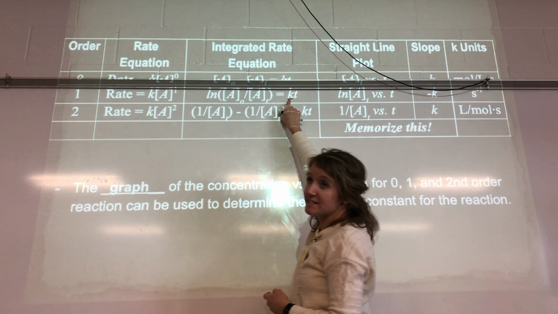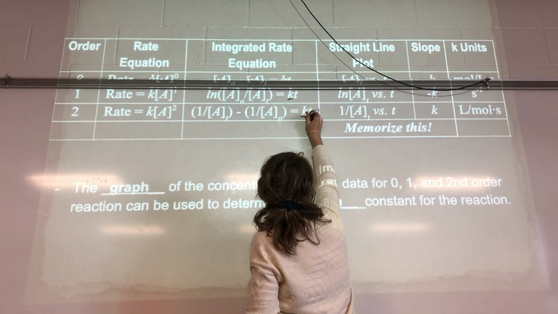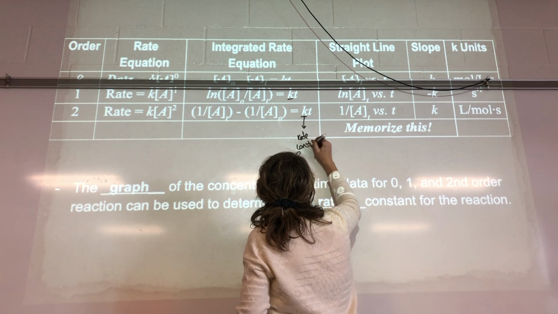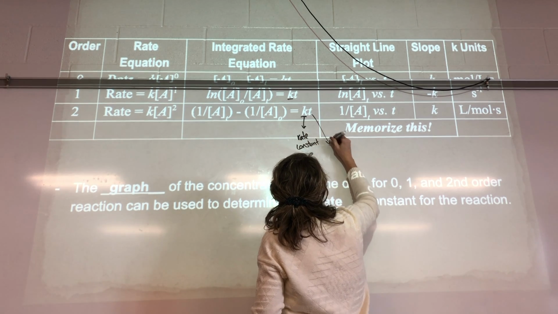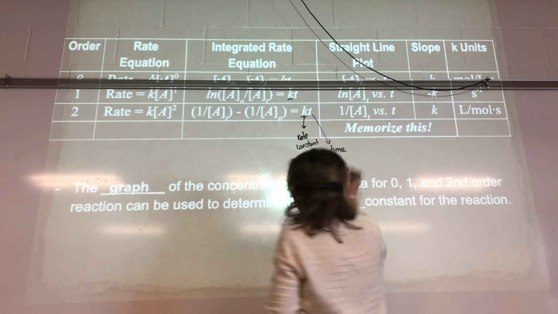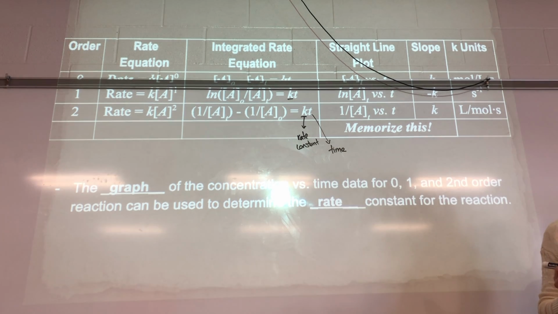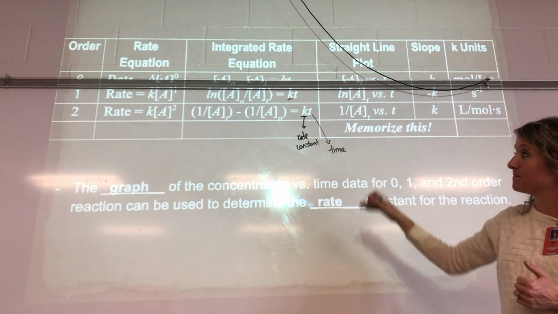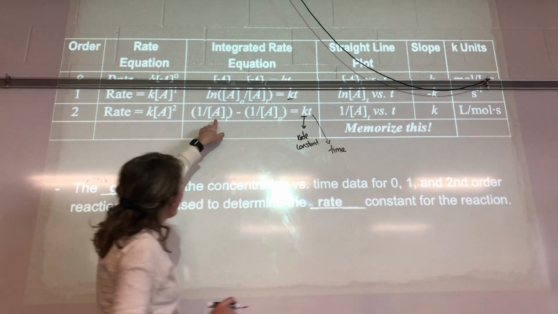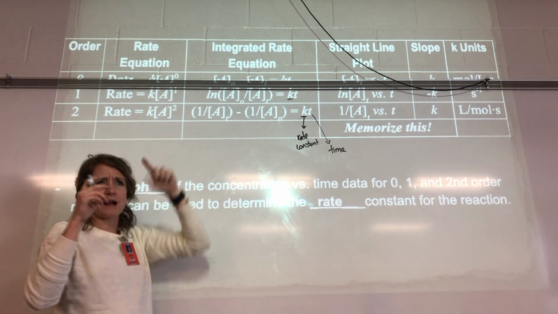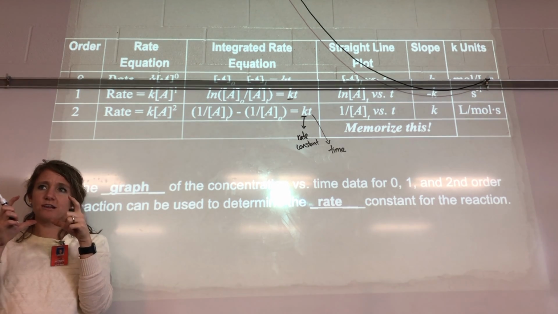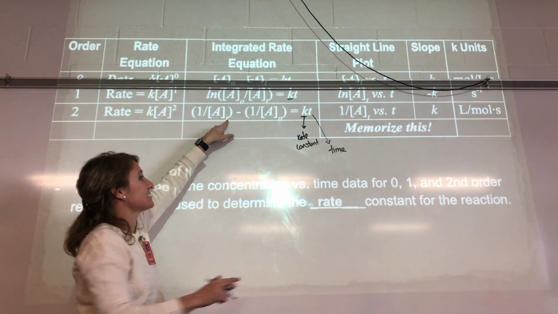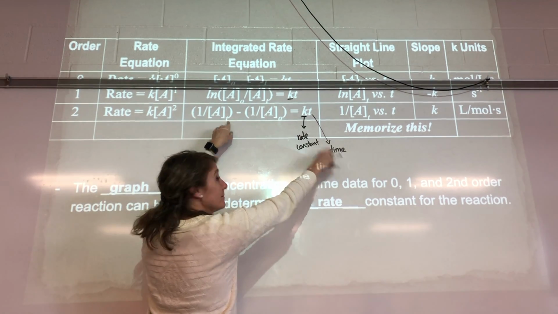Okay, let's define what these mean. So K is our constant. I'm going to define it here just because it's lower. So K is the rate constant, T is time. A, in brackets, what does brackets mean? Concentration. So this is the concentration of A at that time.